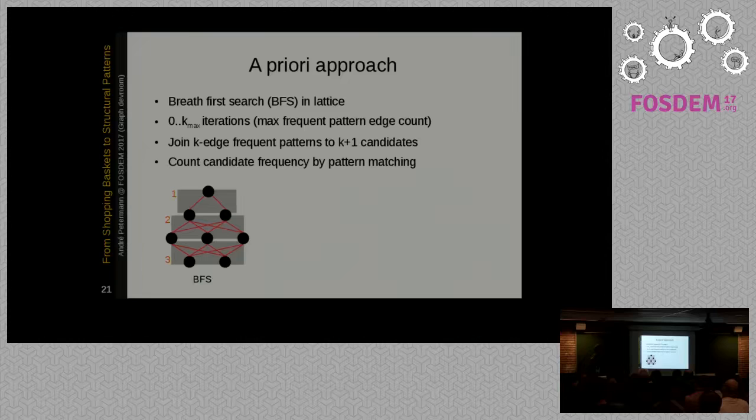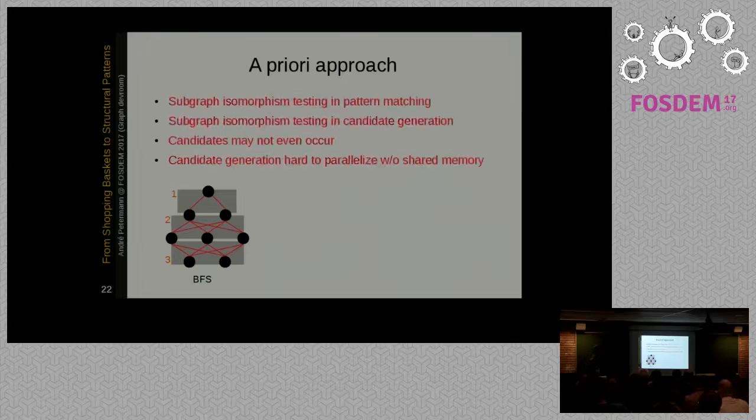But the problem with these algorithms is that they contain subgraph isomorphism testing in the pattern matching. They additionally contain subgraph isomorphism testing in the candidate generation. So when you have two frequent patterns and want to generate a child, you need to enumerate all subgraphs of a certain level to generate children, which is also very expensive. You may generate candidates that don't even occur in a database because they're just candidates. There's no guarantee for them to occur. And the candidate generation itself is hard to parallelize without shared memory because you need to build the cross products of all combinations. It's just a lot of combinations.